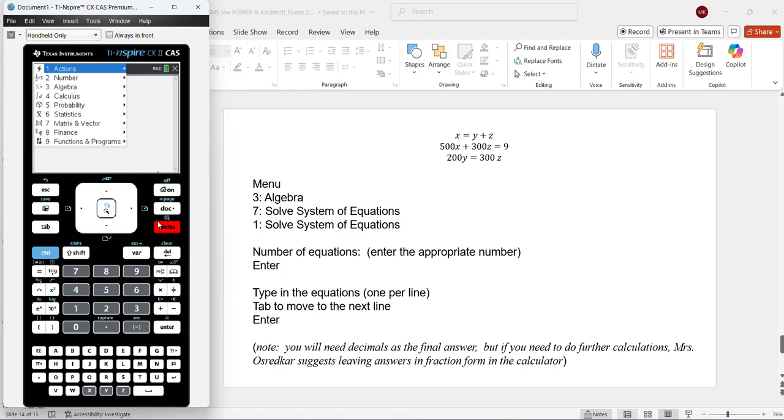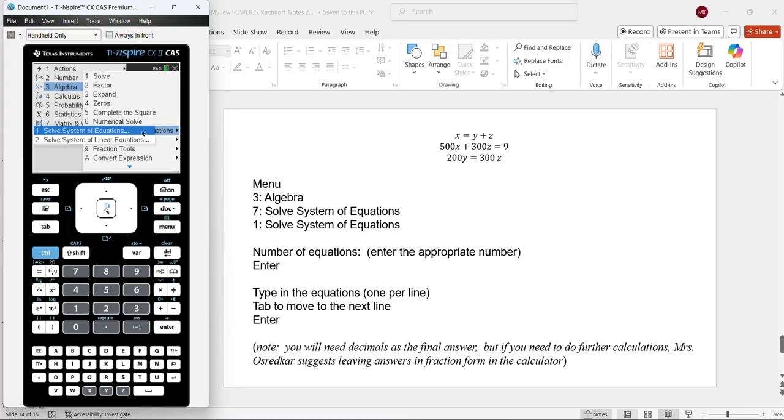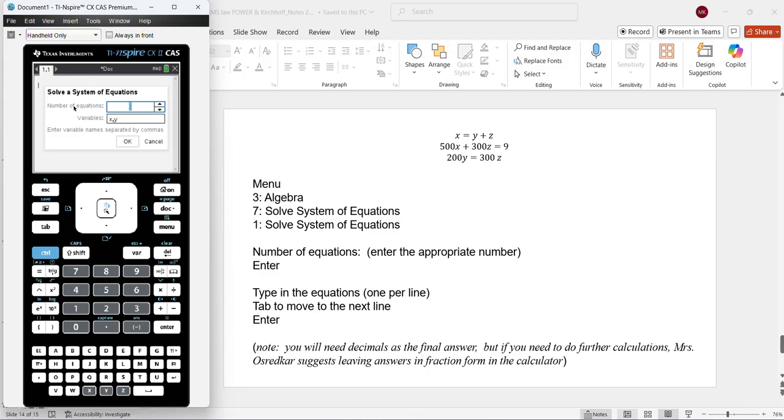So we're going to start by going to menu, and we want to go to algebra and solve system of equations. The number of equations, we have 3 separate equations, so we have 3, and then I'm going to tab to get forward and say OK. Now if you notice, there's space for all 3, and I'm going to literally just type them in.